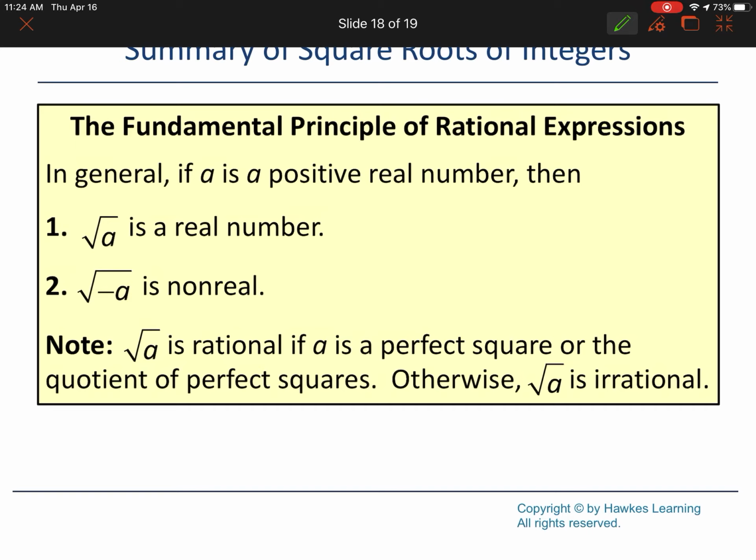For it to be real, you have to be able to put it on a number line. I can place an irrational number on a number line. So if a was 15, the square root of 15 is still going to be something between 3 and 4, right? Really close to 4, but not quite. But the square root of negative 15, I can't even find it. It's not on my number line at all, right?